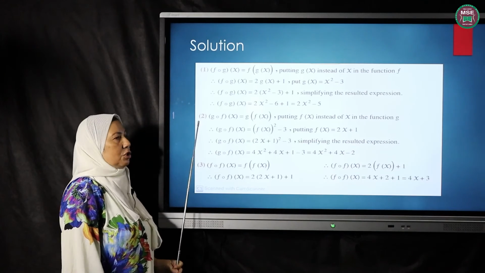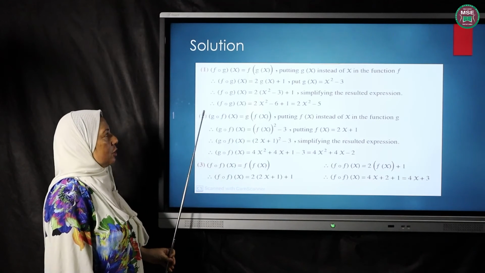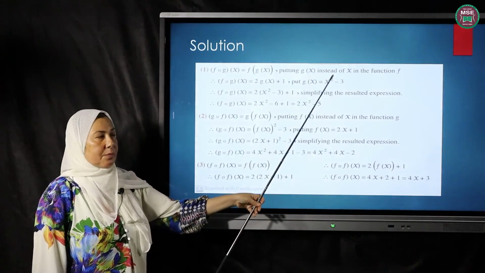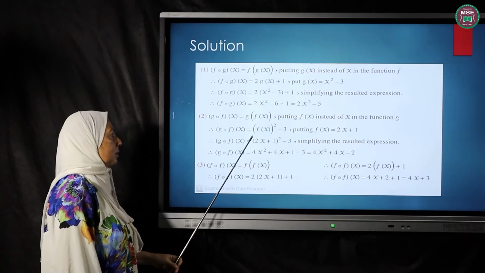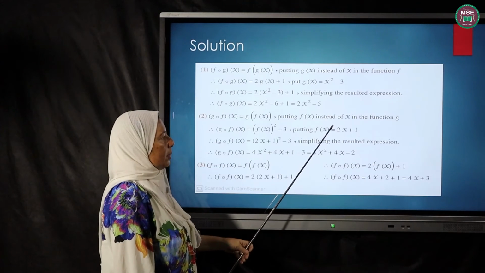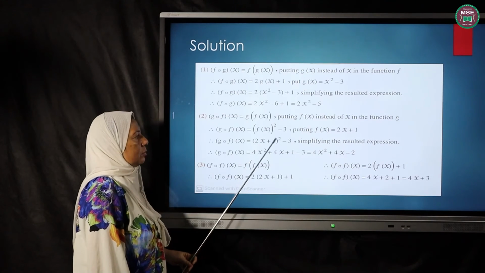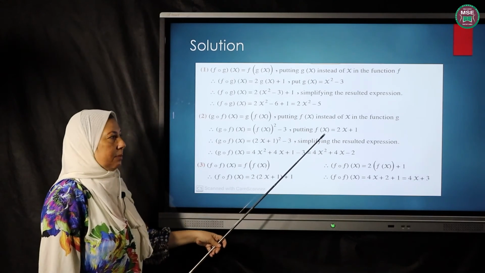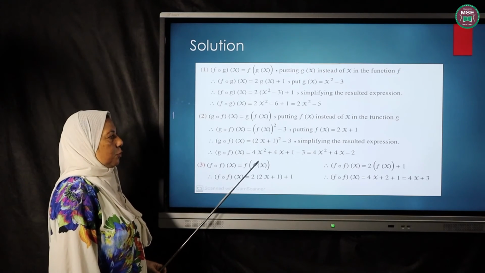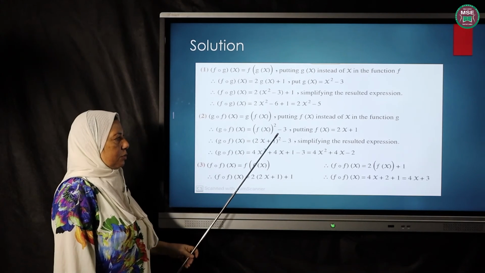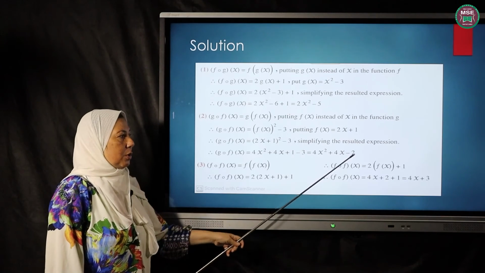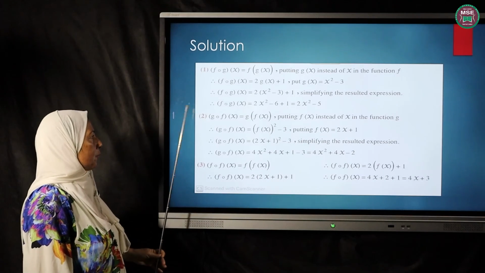In the opposite order, G composed F. G is x squared minus 3. We replace x with f of x, so (2x plus 1) to the power 2 minus 3. By simplifying, G composed f of x equals first squared, second squared, first times second times 2, minus 3, which in simplest form is 4x squared plus 4x minus 2.